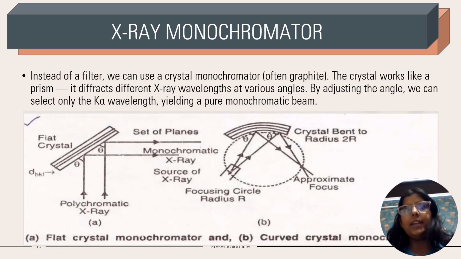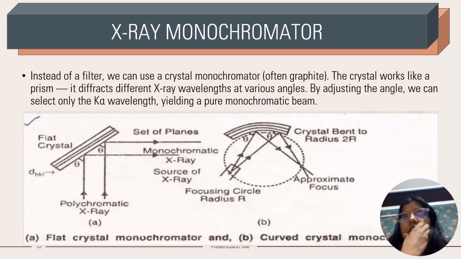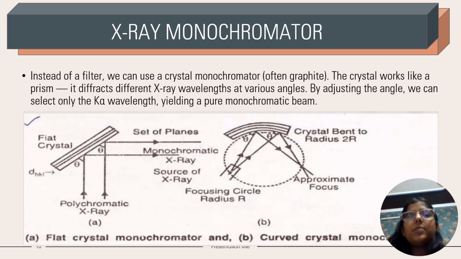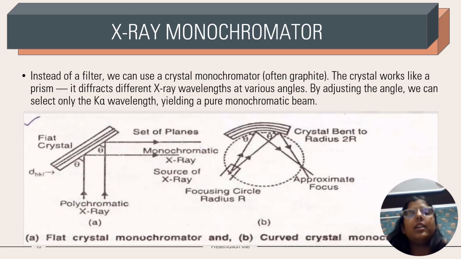Now in the last slide we have seen how we can use filters to remove the unwanted K beta radiation and obtain an almost monochromatic X-ray beam. But filters only improve purity to a certain extent. If we want an even more precisely monochromatic beam, we use something called a crystal monochromator. A monochromator is basically a crystal, often made of graphite, that acts like a prism for X-rays. Just as a glass prism separates white light into 7 different colors based on wavelength, a crystal separates X-rays of different wavelengths by diffraction at different angles.